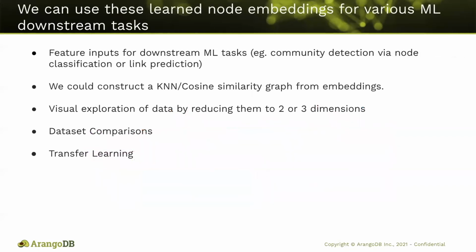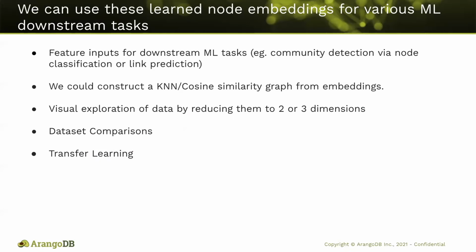Once these node embeddings are generated, we can use them for various machine learning downstream tasks. Number one, we can use these embeddings as feature inputs for downstream ML tasks, for example, community detection via node classification or link prediction. We could also construct a KNN or cosine similarity graph from embeddings. The graph could be used to make recommendations, for example, product recommendation.